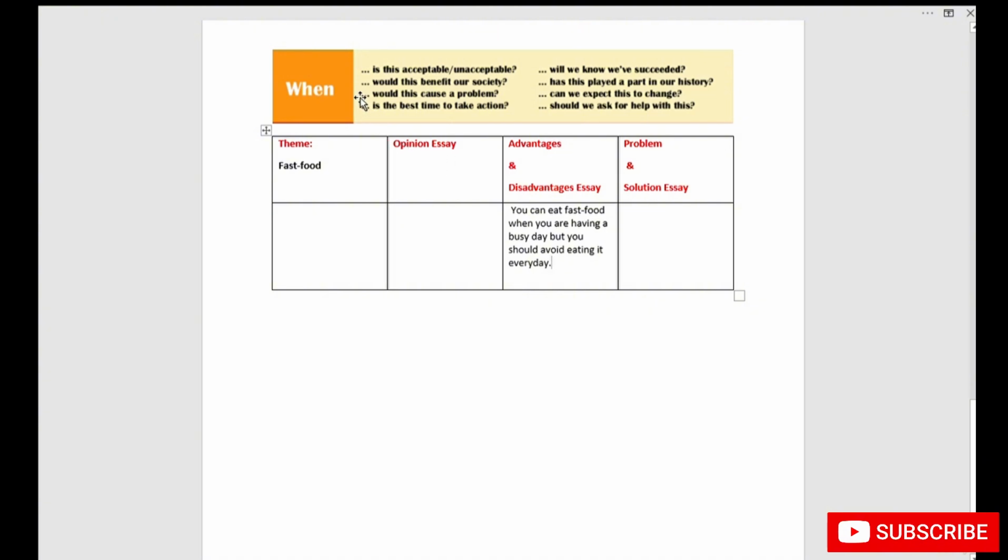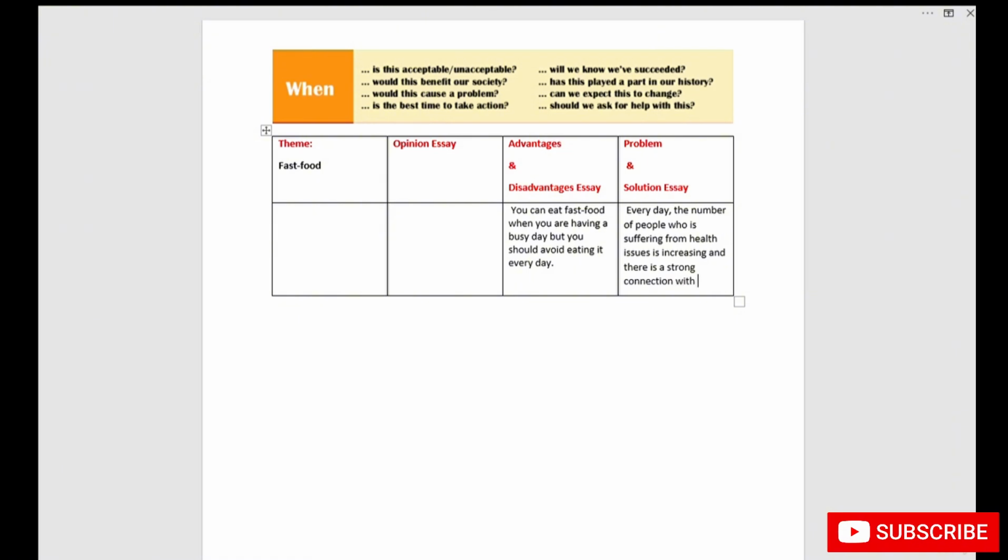Let's look at the third question, for example. When would this cause a problem? This can go well with the problem and solution essay, where we are describing the problem. So we can say, for example, every day, the number of people who are suffering from health issues is increasing, and there is a strong connection with fast food and health problems. So what I'm trying to tell here is that it is causing a problem because the number of people who are struggling with a disease related to the consumption of fast food is increasing. So it has started to cause a problem.